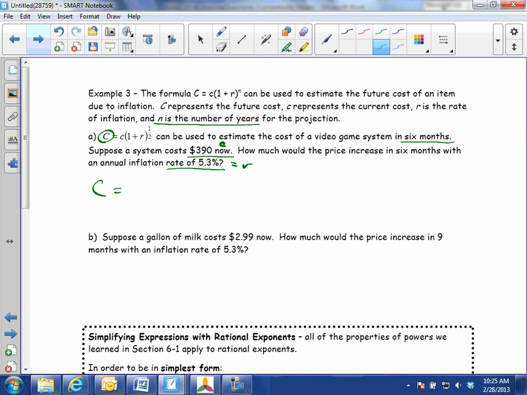Okay, so big C equals little c times 1 plus r, which I'm going to change so it's 1.053, to that half. Okay, order of operations, what are we going to do first? Parentheses, so we're going to put these together. Use your calculators, figure out what the square root of 1.053 is. Leave all those decimal places on your calculator and multiply it times 390 and we come up with our answer.